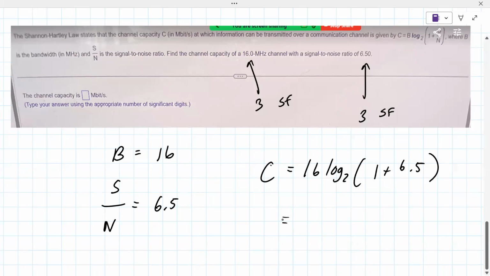All right, so I got 46.5. Thing is, I don't know if that's reasonable or not, because I don't know the Shannon-Hartley law. 46.5 megabits per second. It's okay. Data rate. I mean, you get a lot higher now.